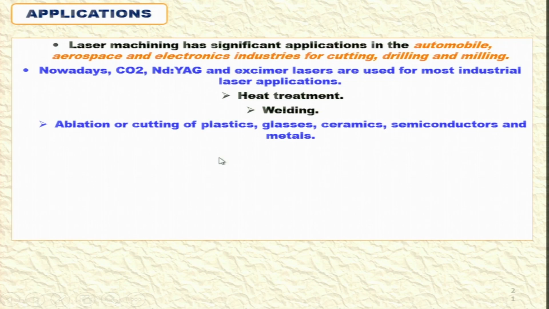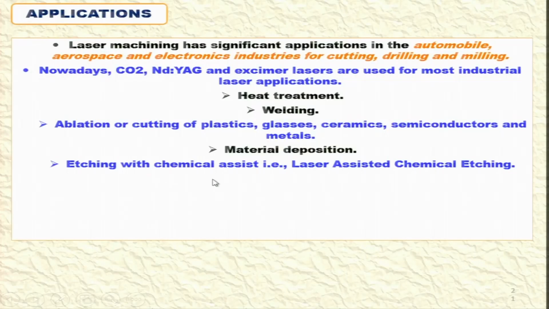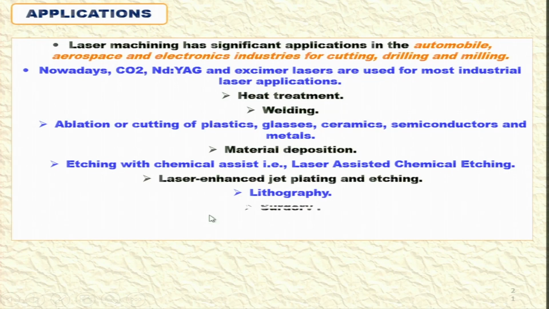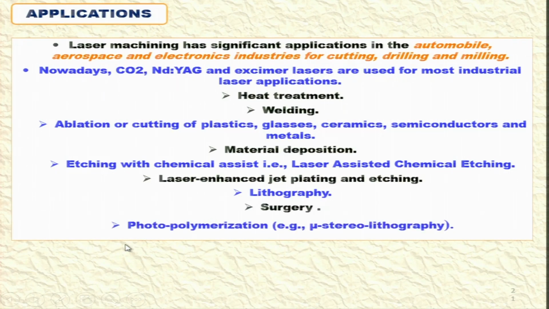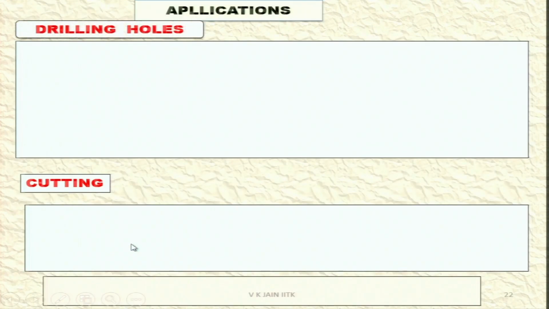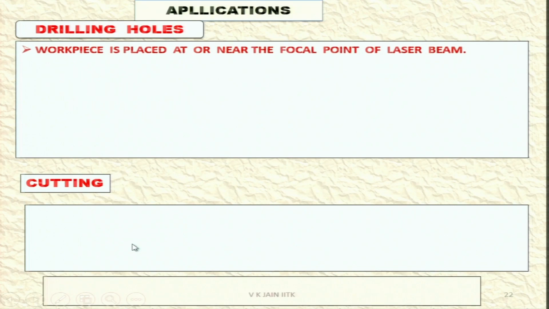Please note it carefully, all kinds of materials are being machined or cut by laser beam machining. It doesn't matter whether they are electrically conducting, electrically non-conducting, magnetic, non-magnetic, having high thermal conductivity or low thermal conductivity. Material deposition, etching with chemical assist, that is laser assisted chemical etching, laser enhanced jet plating and etching, lithography, surgery and photopolymerization. So there are so many applications of laser beam machining. I will just quickly go through them without much description.